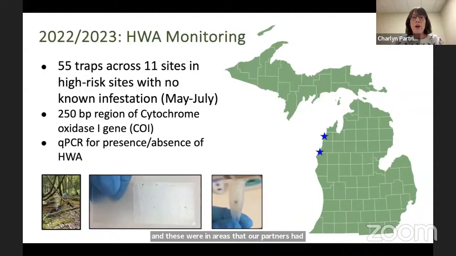These were deployed from the beginning of May until the end of July, with the slides exchanged every other week during that time period. We used HWA-specific primers to target a 250 base pair region of the cytochrome oxidase gene, and then we used quantitative PCR to test for the presence or absence of HWA.